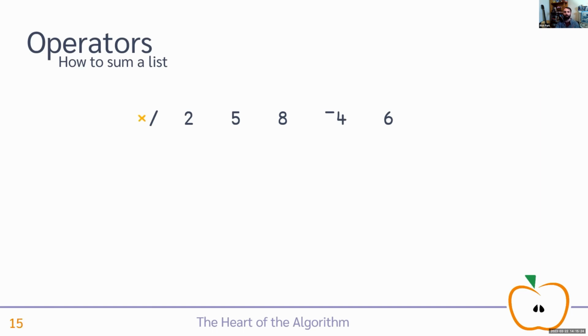If we change this plus to a times, we get the times reduction, the product of our list. Or we put an up stile, we can find the maximum value in our list, or the minimum value.